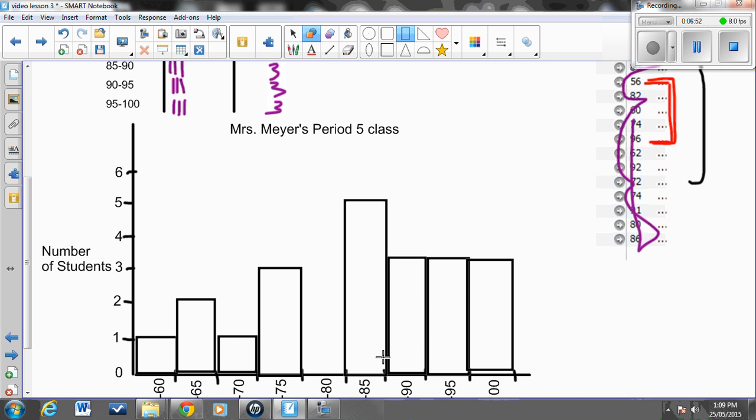So here we go. We have created the histogram using the given data, and now I can answer questions about it. How is it distributed? What is the most common? What is the least common, etc.